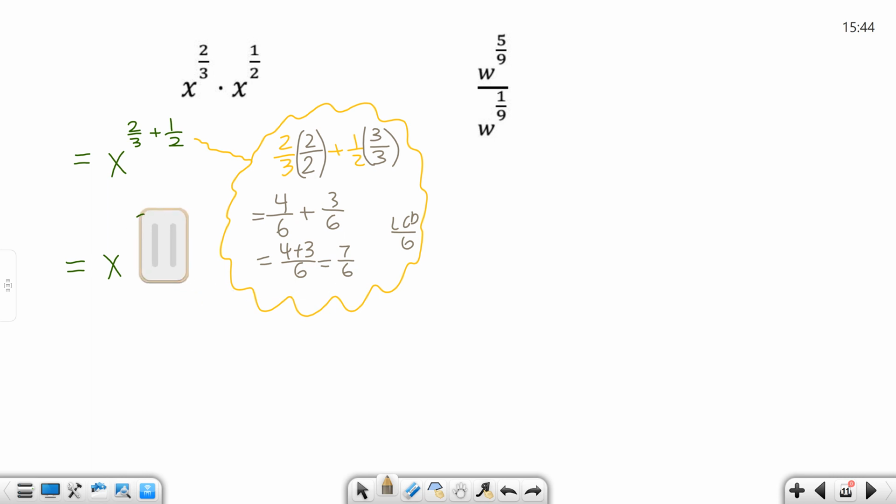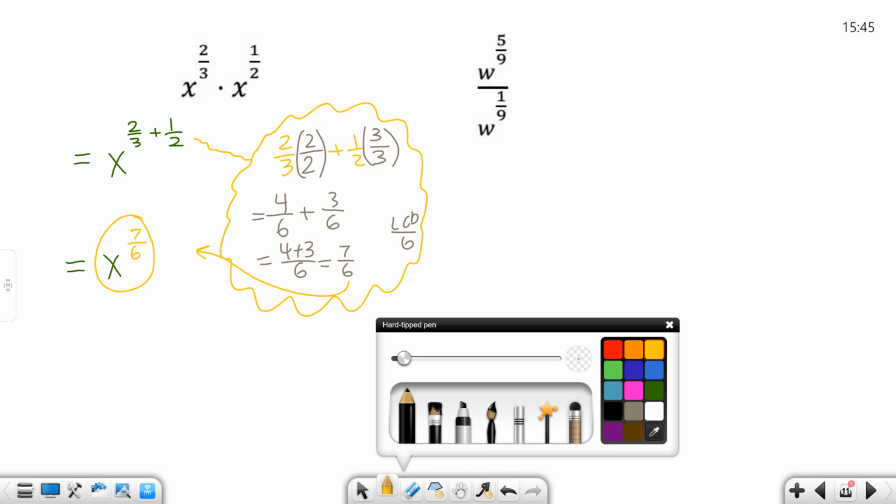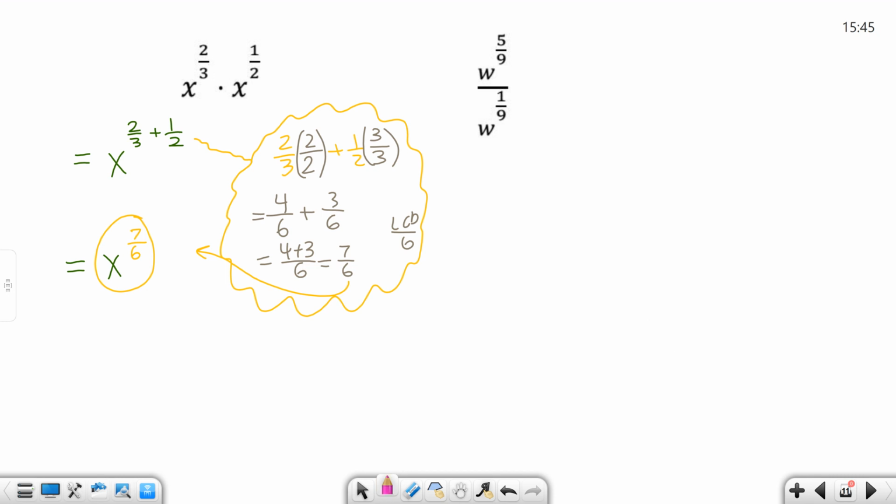So I'm going to erase this and bring back what I just did here. This is going to be x to the 7/6 power. So x to the 7/6 power is what you get when you take x to the 2/3 times x to the 1/2. When you add these exponents, you get 7/6. And I did that over here in a thought cloud.